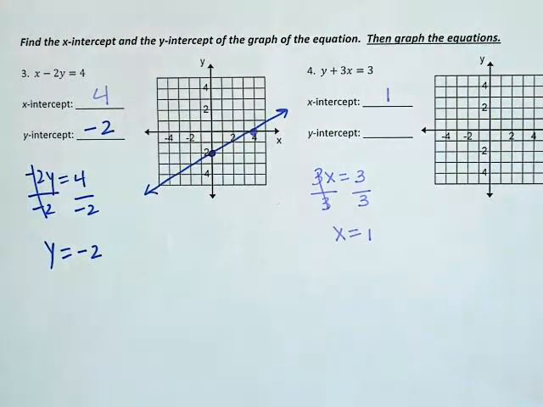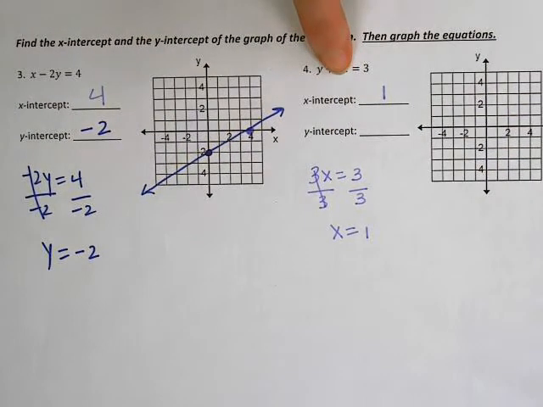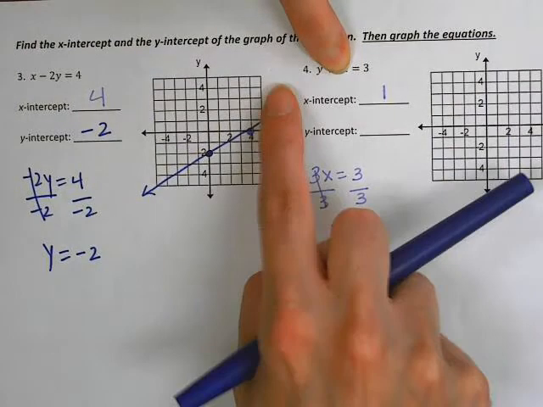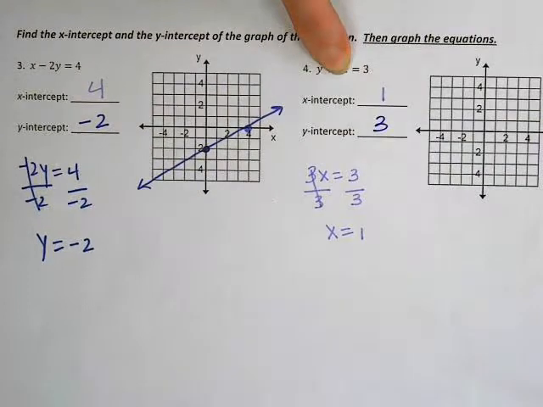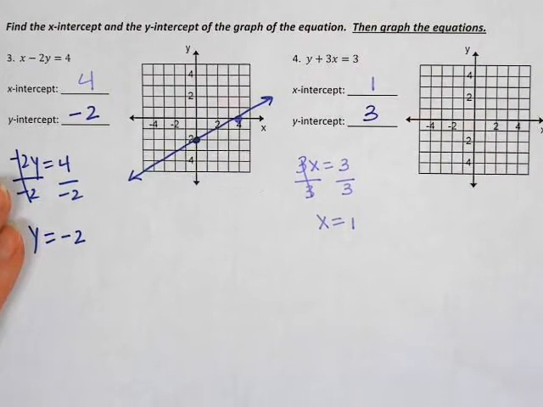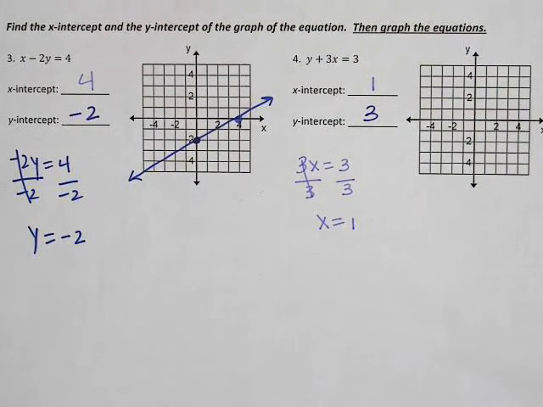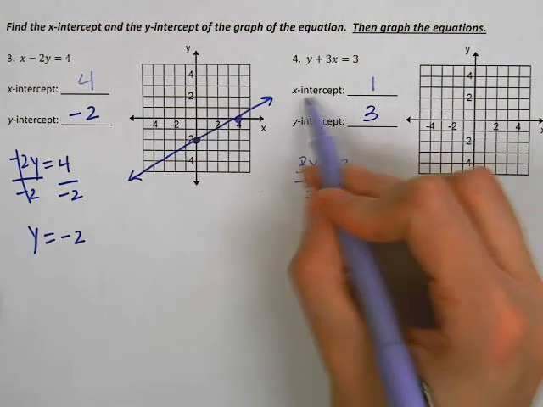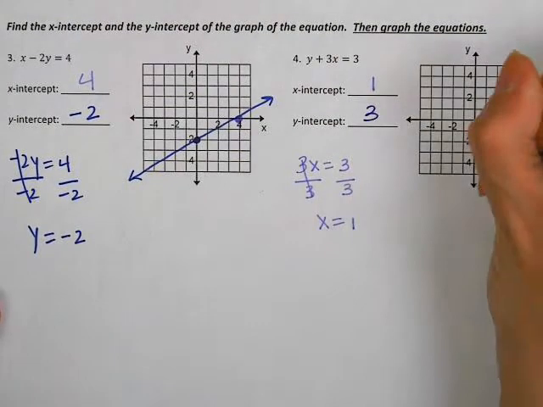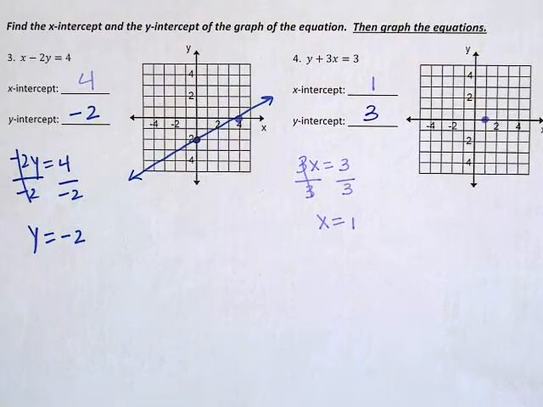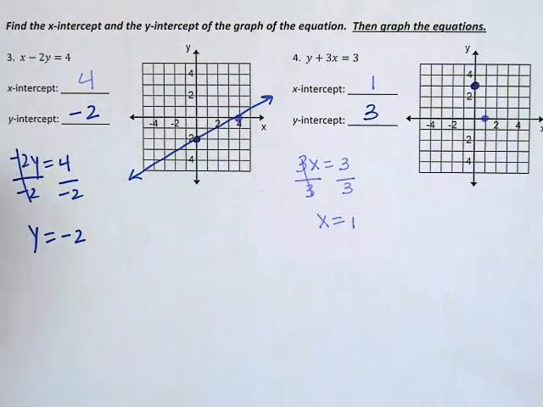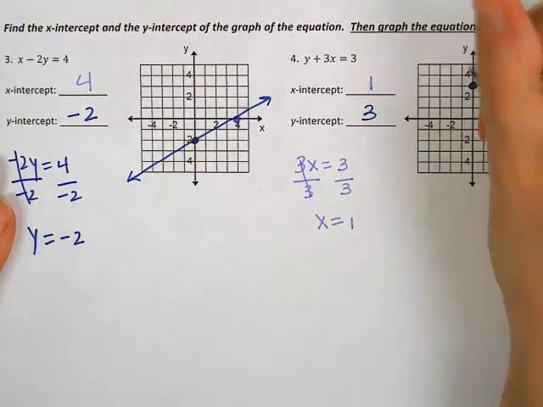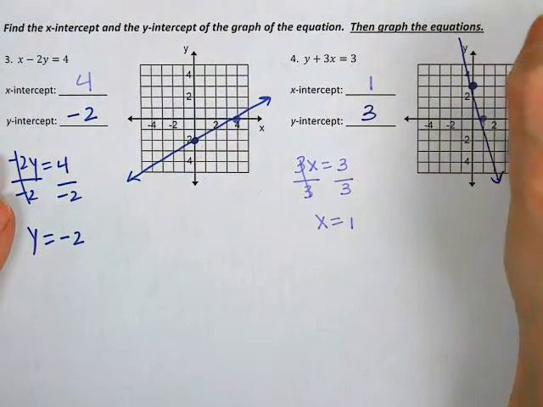And then the y-intercept, we have to cover up x. And look, we don't have to solve this one. It's just y equals 3. Okay, so that's nice. Y equals 3. All right, let's make our dots on the graph here. On the x-axis, it's at 1. And on the y-axis, it's at 3. And if you connect the dots, that is your line.